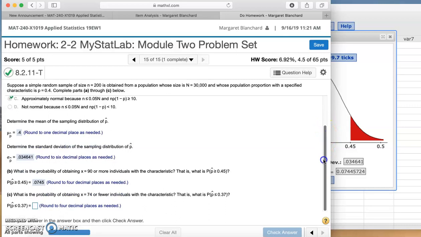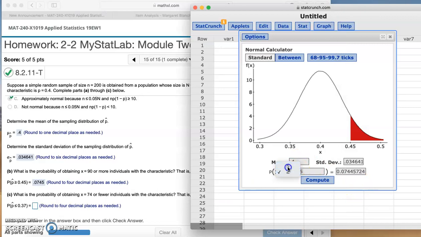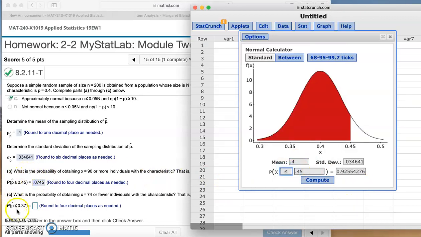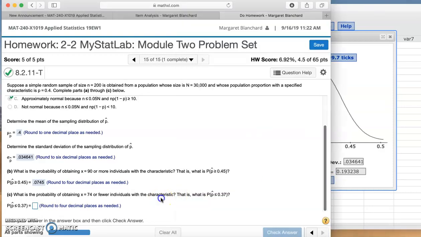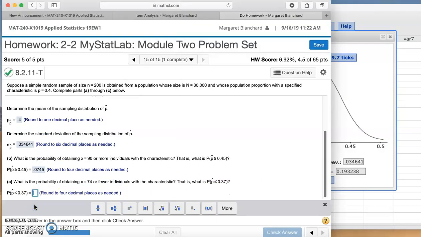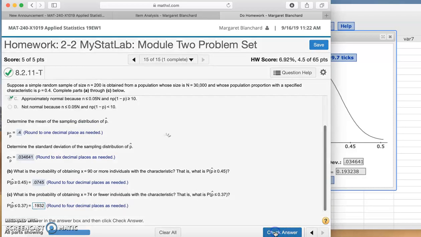Let's keep going. What is the probability of obtaining x equals 74 or fewer individuals with the characteristic? That tells us we're going to be looking at less than or equal to. That is, what is the probability that p hat is less than or equal to 0.37. So now all we have to do is switch this around. Before we were looking at greater than or equal to, now we're looking at less than or equal to. And instead of 0.45, we're looking at 0.37. Click compute, and we're given our new probability. So the probability that p hat is going to be less than or equal to 0.37 is 0.1932. Let's check our answer.